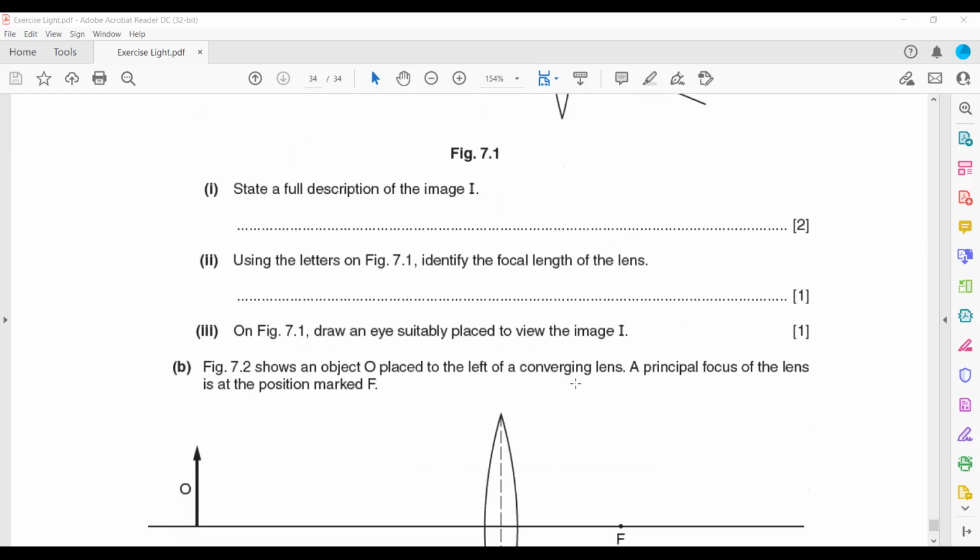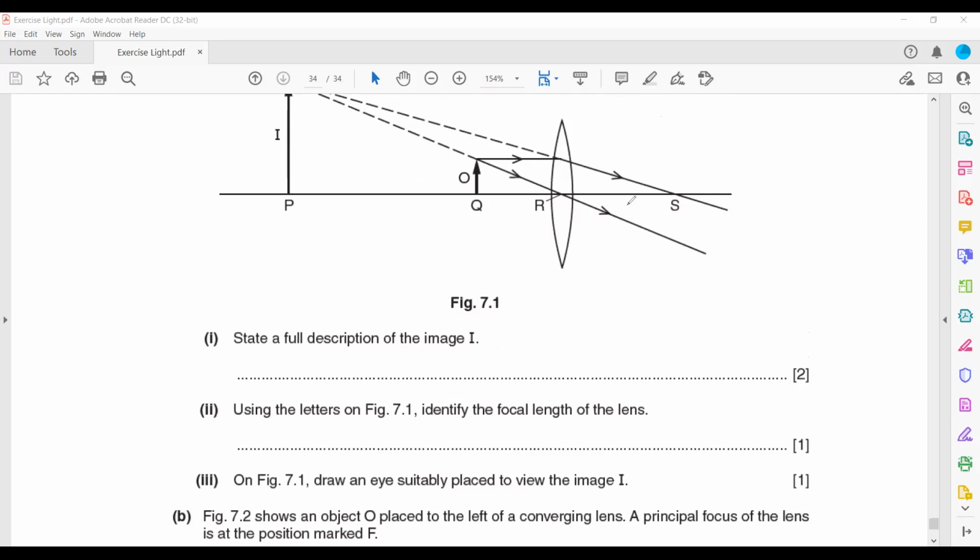On figure, draw an eye. So suitable position of the eye. So eye will be here. At this point, we will have an eye to observe this image.